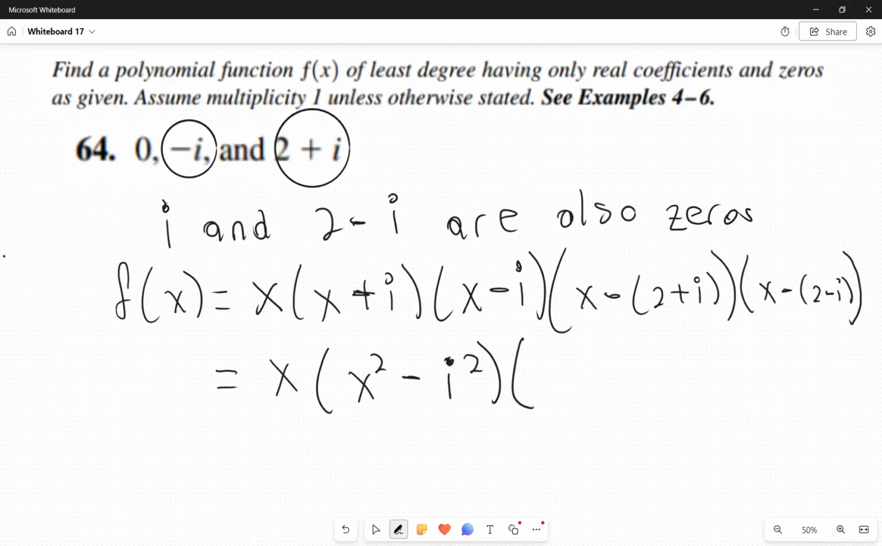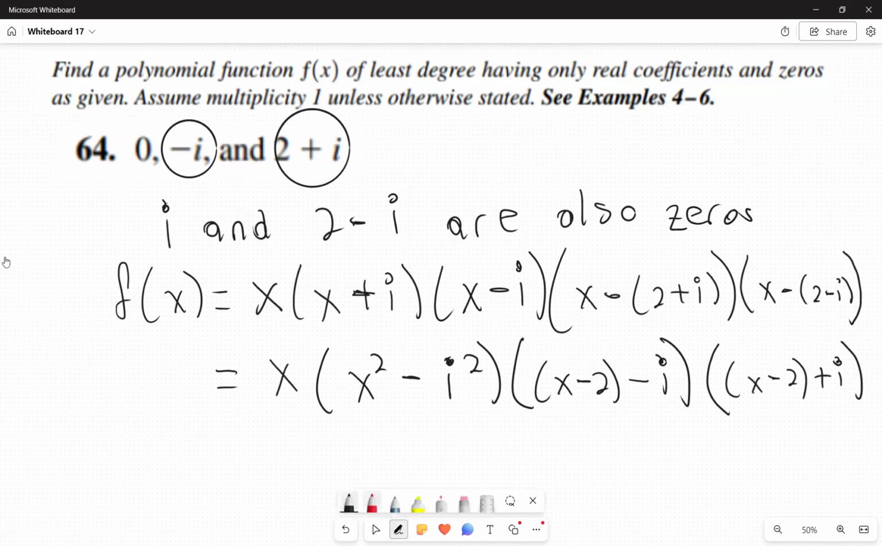And then I'm going to rewrite this a little bit. So that's x minus 2 plus i. That's the same as x minus 2 minus i. So the opposite of i is going to be minus i. And then we have x minus 2 plus i. The reason to do this is to get rid of the i's. So i squared is -1. So the opposite of -1 is going to be +1. And this is the reason why I rewrote it.